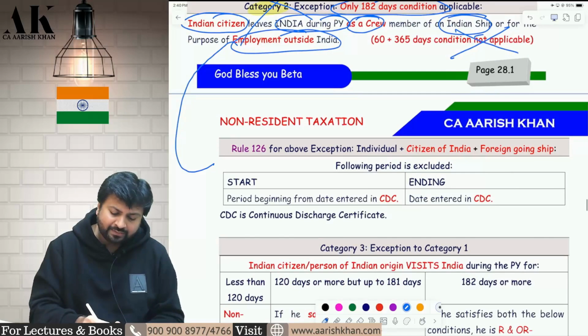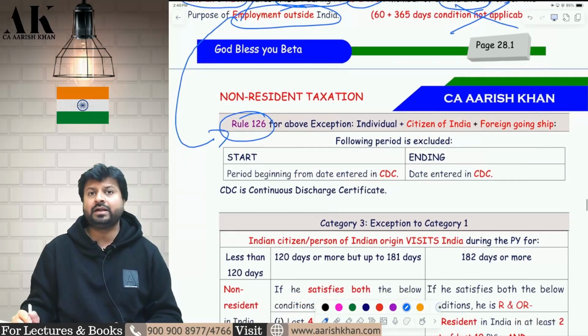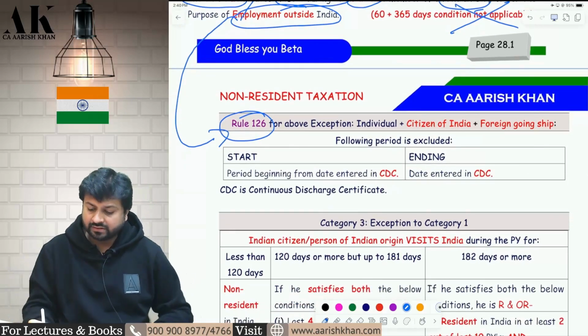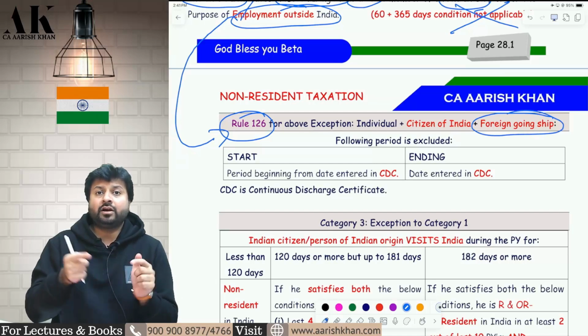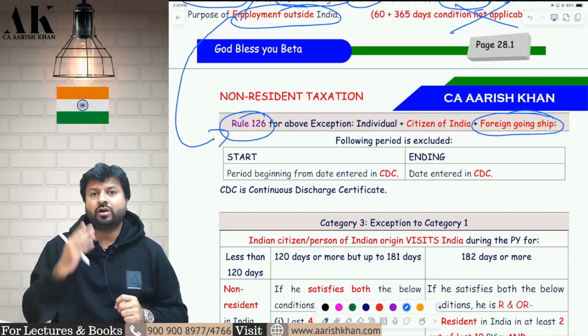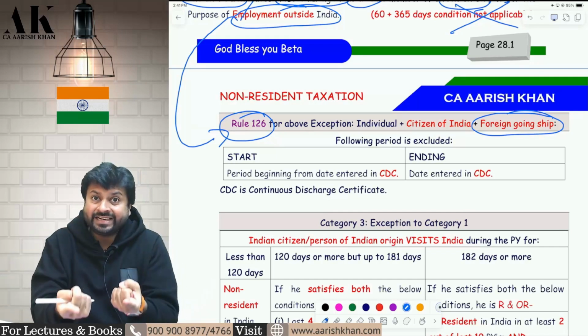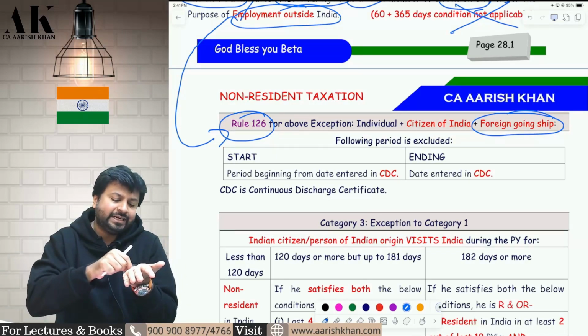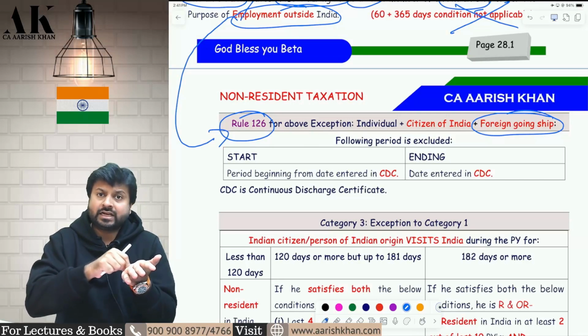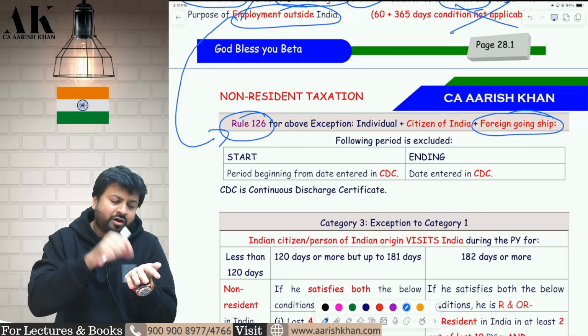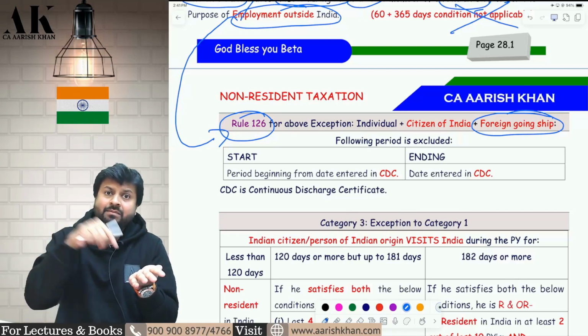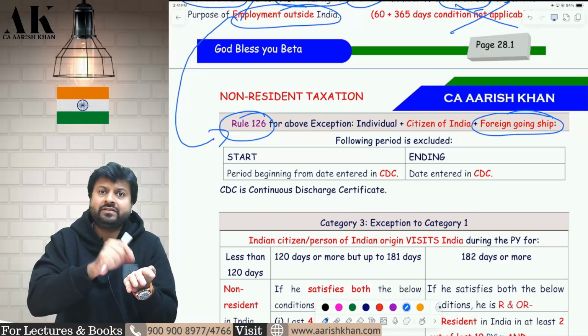Now for the second category person, there is also one rule which is notified by government, that how will they identify in case of foreign going ship, how many days you are in India and how many days you are not in India. So for example, I am a crew member of an Indian ship. The moment I enter the ship, the captain will sign in a continuous discharge certificate. Continuous discharge certificate is nothing but a license given to me. The captain will sign in that on this date we are leaving India, and when I come back, the captain will sign off on this date we have come back to India.